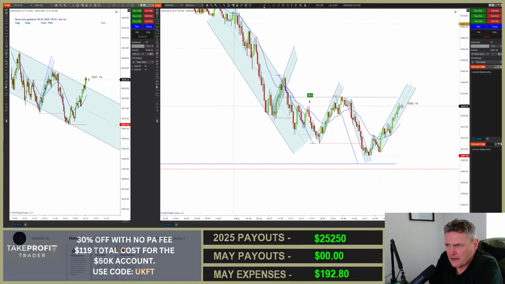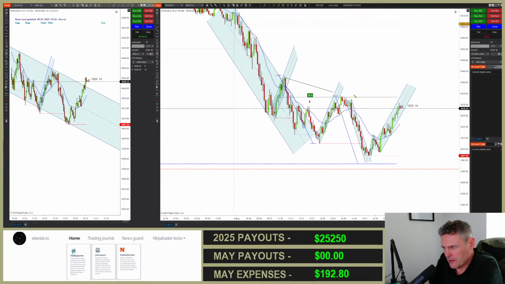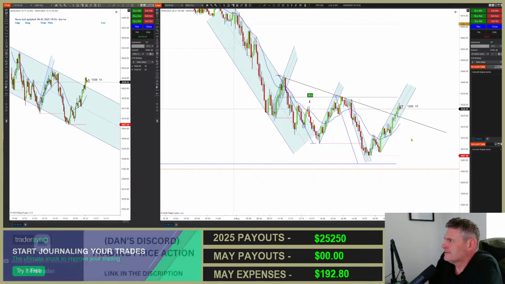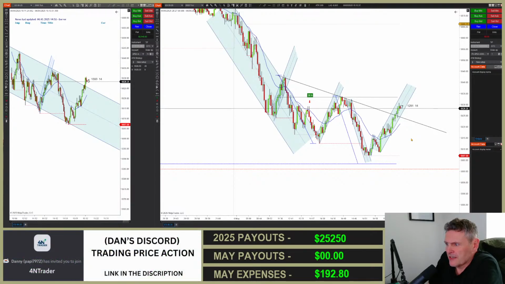So in fact, what I'm going to do is just put that there like that. So at least if there is a channel, probably expect a new extreme. It's testing VWAP up here, is it?